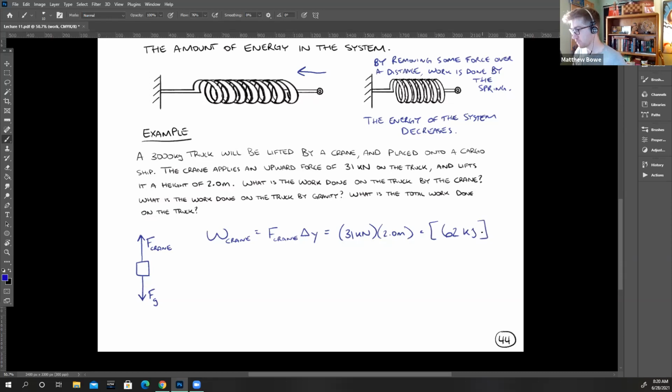Next up was the work done on the truck by gravity. Same sort of arrangement. Work done by gravity is the force of gravity over how far the truck is displaced.